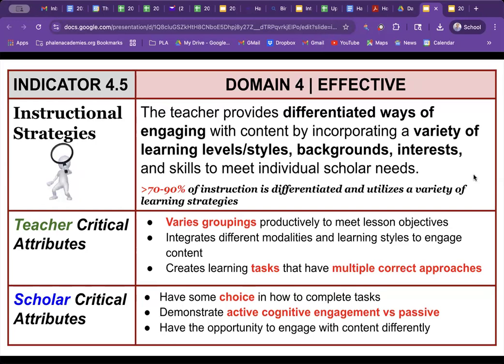This is what you want to see from the scholar. Let me have someone from table 3 read this. Thank you for volunteering. Have some choice in how to complete tasks, demonstrate active cognitive engagement versus passive, and have the opportunity to engage with content differently. All right, any thoughts or questions about this domain 4.5 and what the teacher should be doing to be rated effective, and also just what the scholars should be doing?